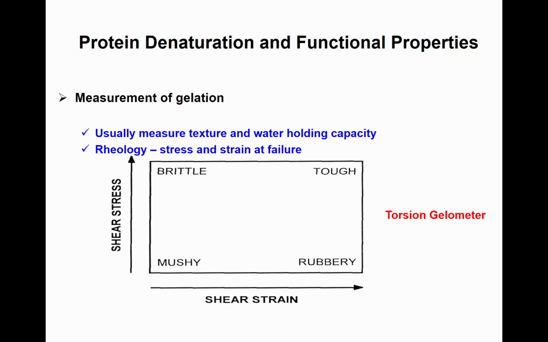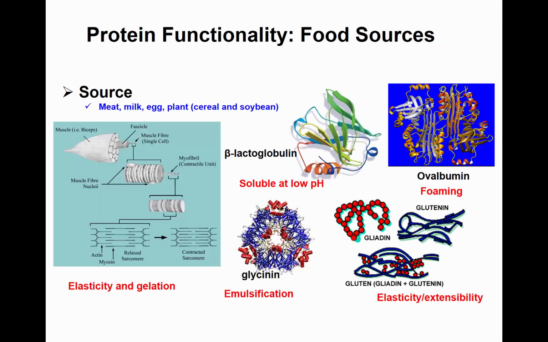And then you can measure using a texture analyzer or other type of texture measurements to determine the strength of the gel, the strain, and the shear stress. So you can determine whether it's brittle, it breaks too fast, if it's mushy, rubbery, tough. Somewhere in the middle is what you have as a consistent gel.